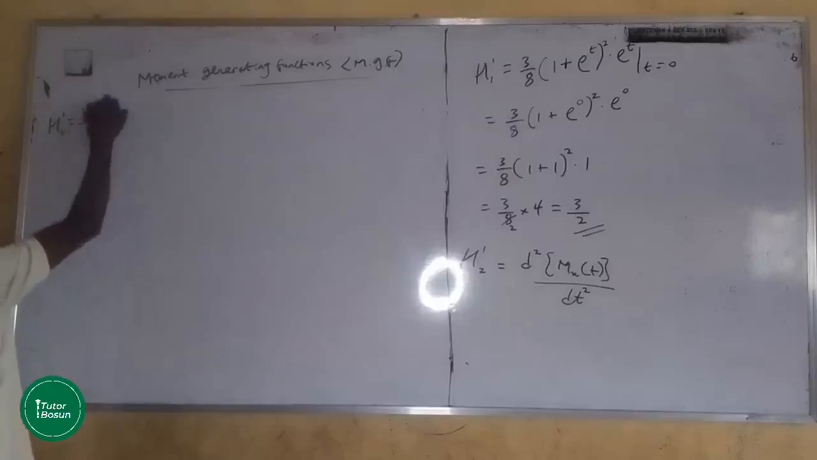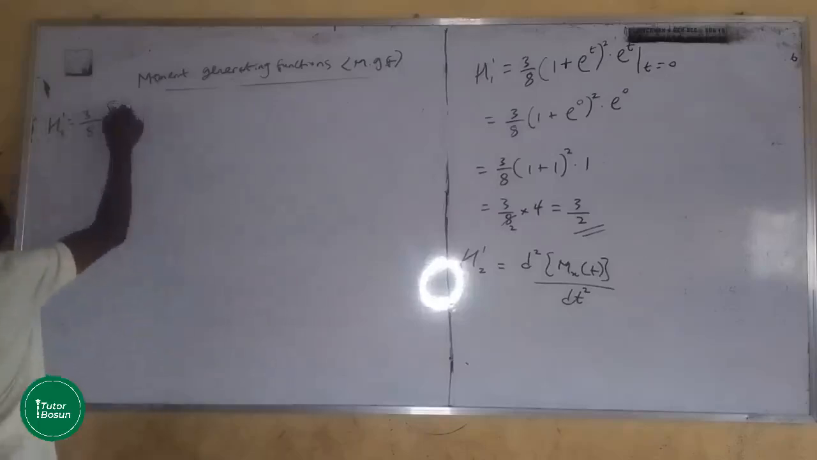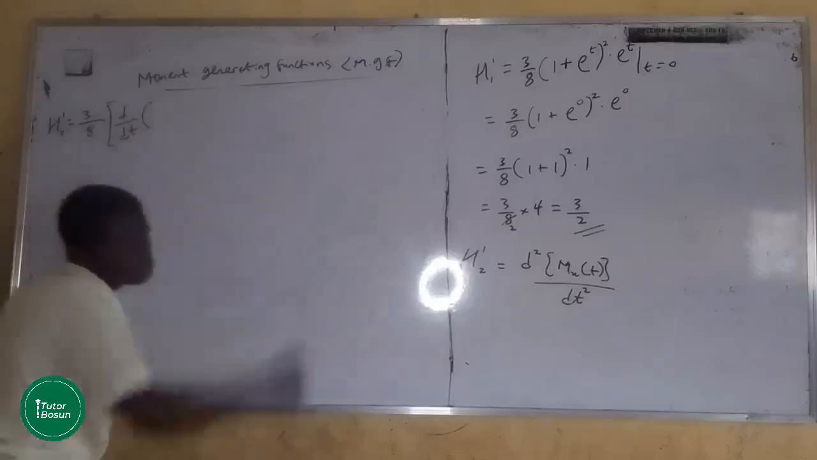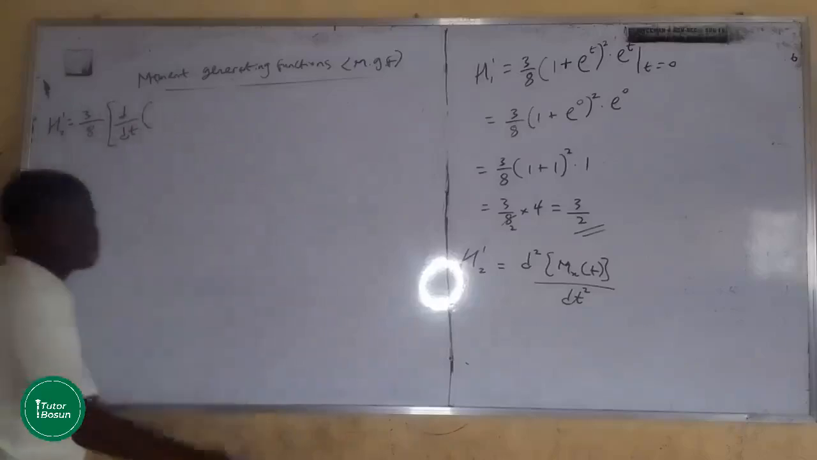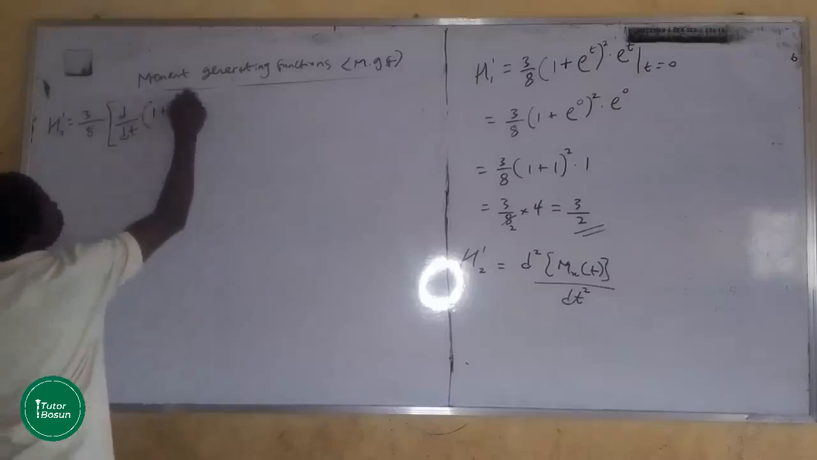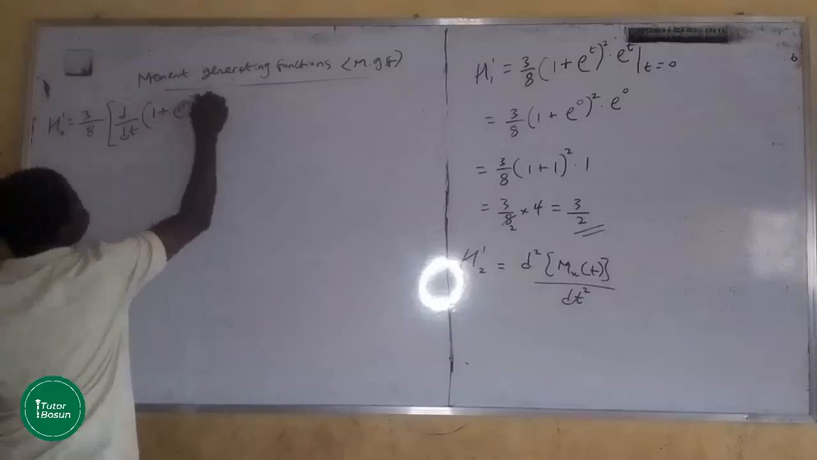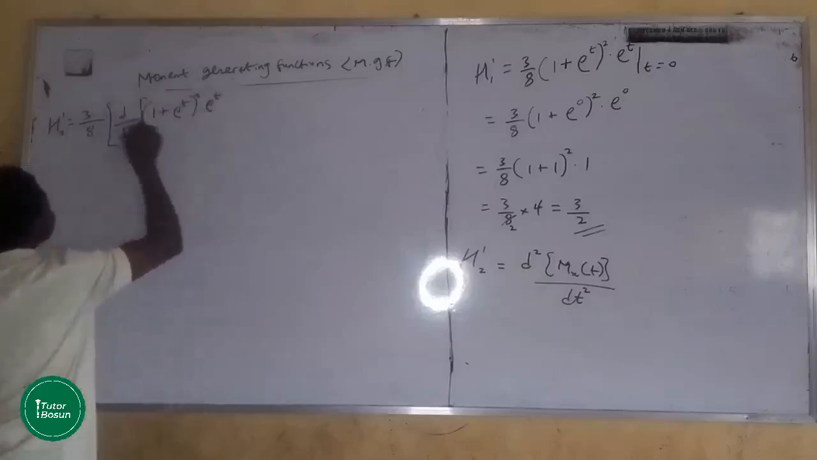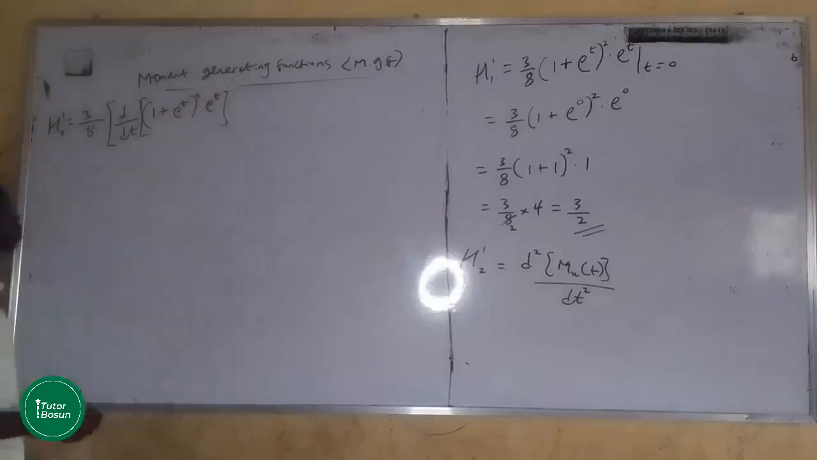Bringing out the constant into the derivative of the first moment, because you have differentiated the first moment before. So that was 1 plus exponential t squared into exponential t.